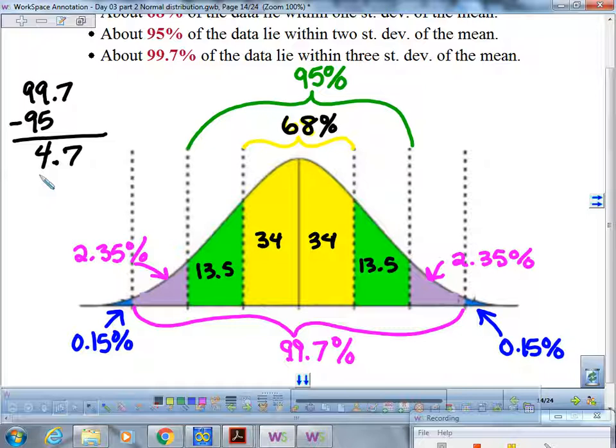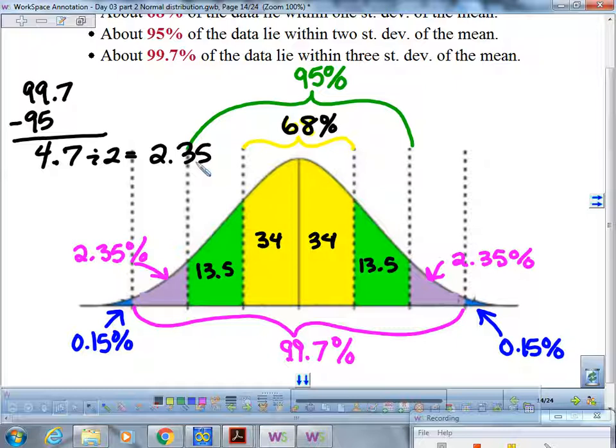Am I wrong? I'm just trying to find how much is right here and right here. If I divide it by 2, do you see how I did that? If I know from here to here, it's 99.7, and from here to here, it's 95, then I would take the 99.7 and subtract the 95, and that gives me 4.7, and if I cut that in half, I get 2.35. So that's where this is 2.35, and this is 2.35.